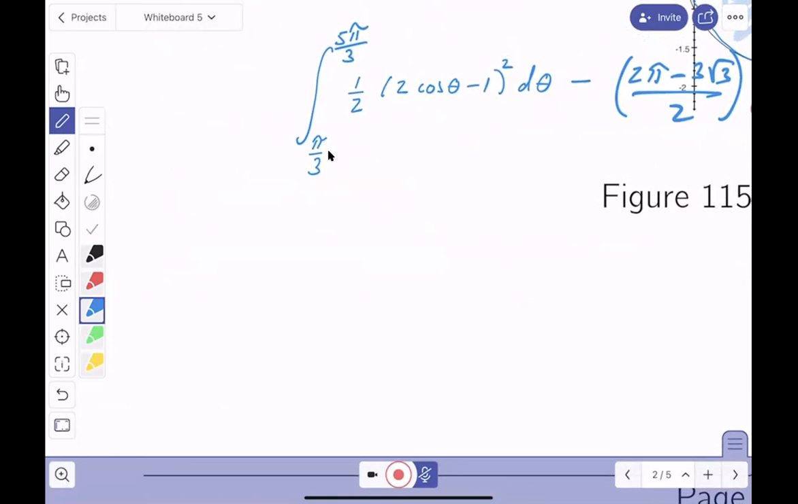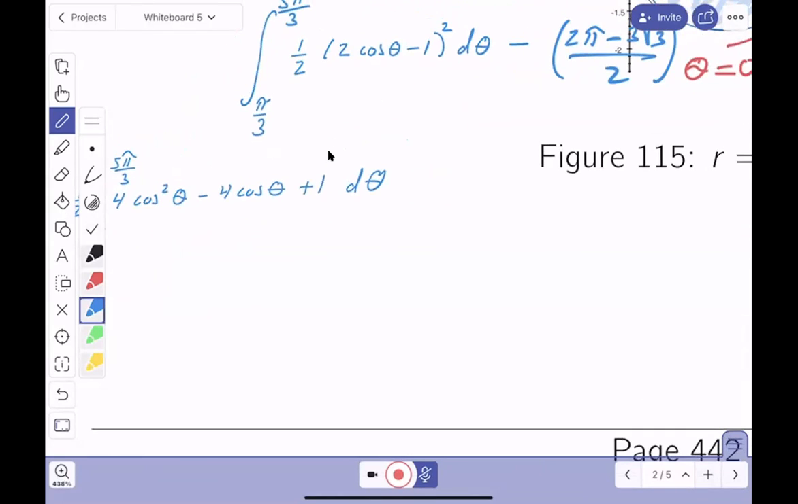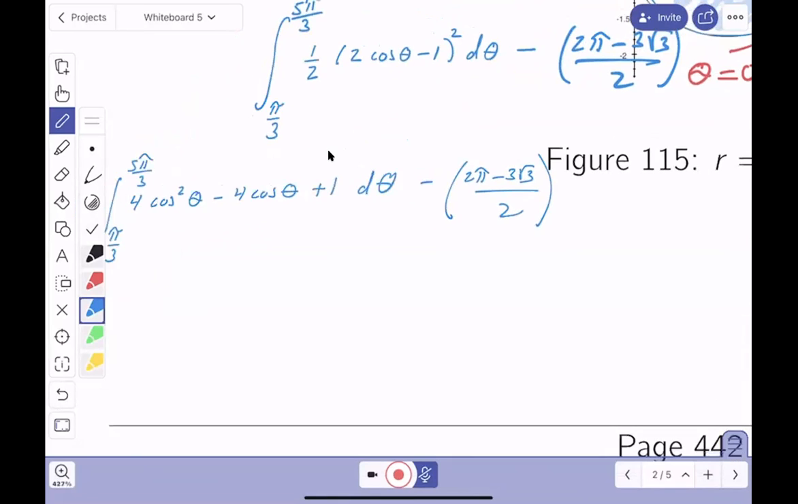So what I'm going to do, I'll write this on the side. This is pi over 3, 5 pi over 3, 1/2. I need to multiply this out. That's going to be 4 cosine squared theta minus 4 cosine theta. Yeah, it's deja vu all over again. And I think I did this before, right? By the way, let me not forget this, because sometimes I do forget it, and I wonder where it went. We'll worry about that later.